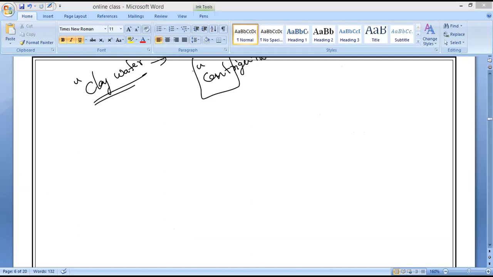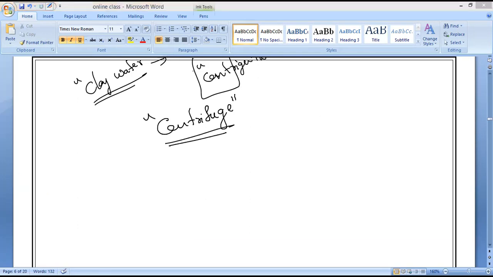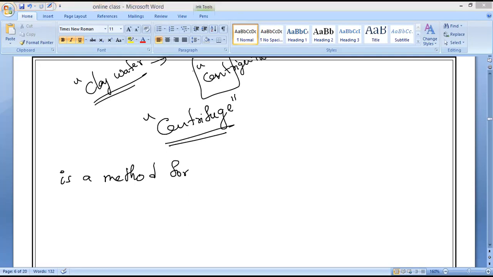Centrifugation is done by a machine called a centrifuge. What is the machine name? Centrifuge. Centrifugation is done by a machine whose name is centrifuge. Centrifuge, right? Centrifugation is a method for separating the suspended particles.